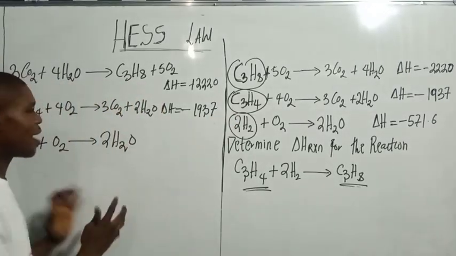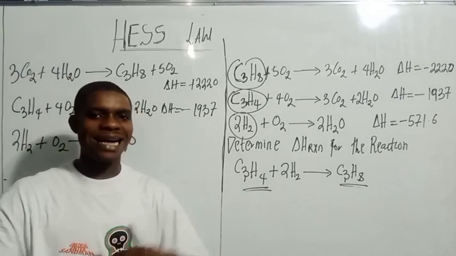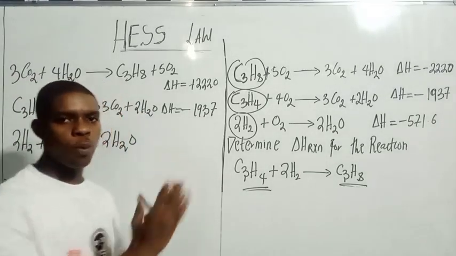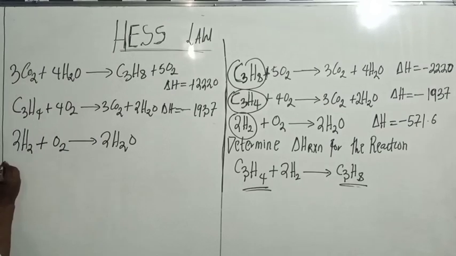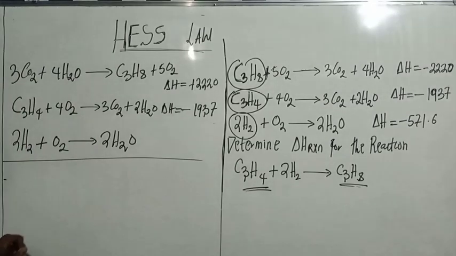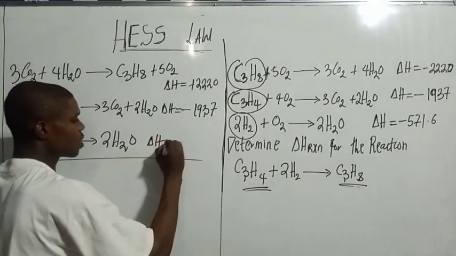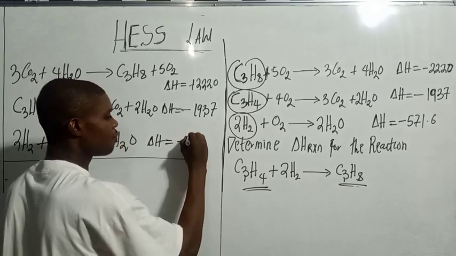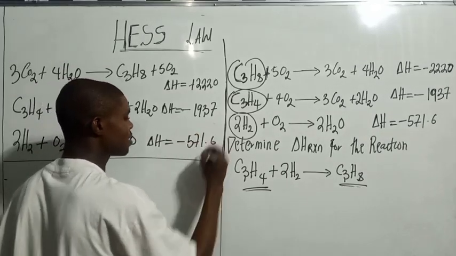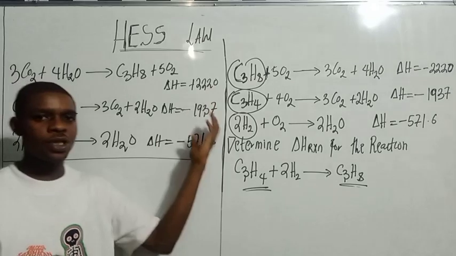But you can do this one, right? You can even combine them together and cancel out species that are common multiple times. So let's combine them together. My delta H here is minus 571.6. Remember, the unit is kilojoules per mole.